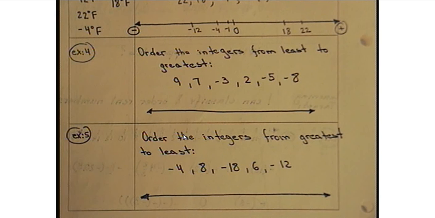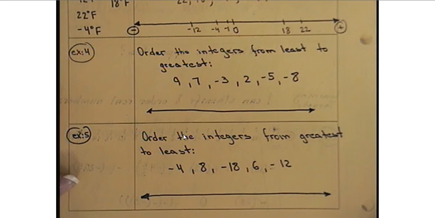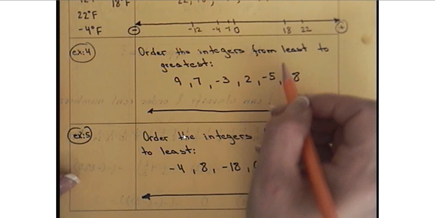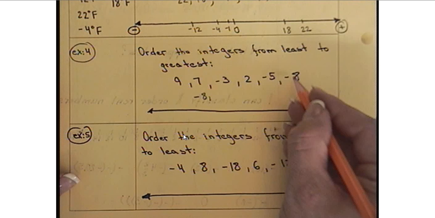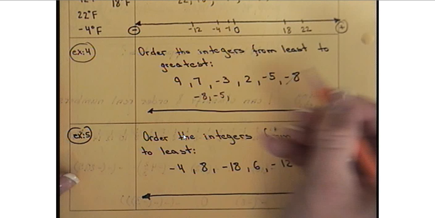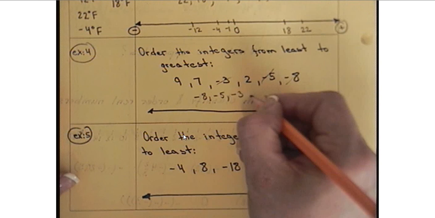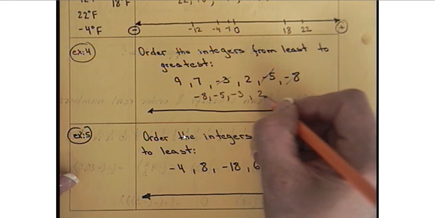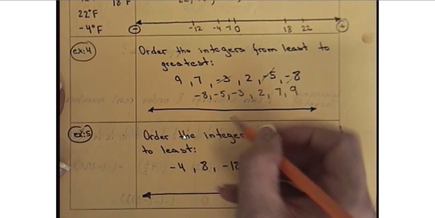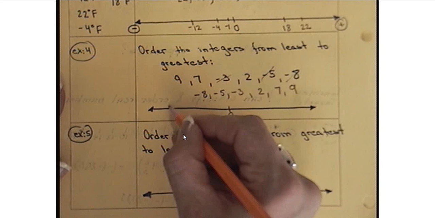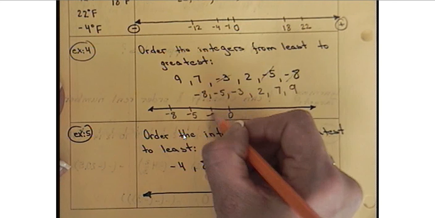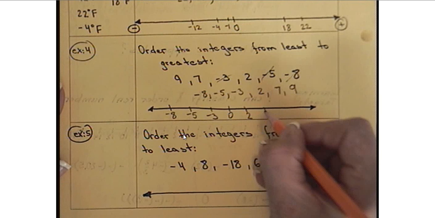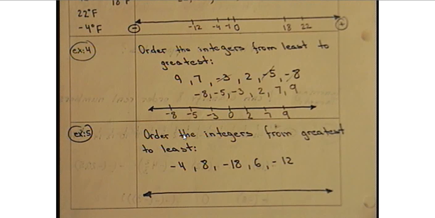So the solution for number 4 is going to be, and we have from least to greatest, so the least number of those will be -8, then we have -5, then -3, then 2, 7, and 9. And of course, here is 0, -8, -5, -3, 2, 7, 9. Awesome, all done. Negatives, 0, positives, everything is in order.